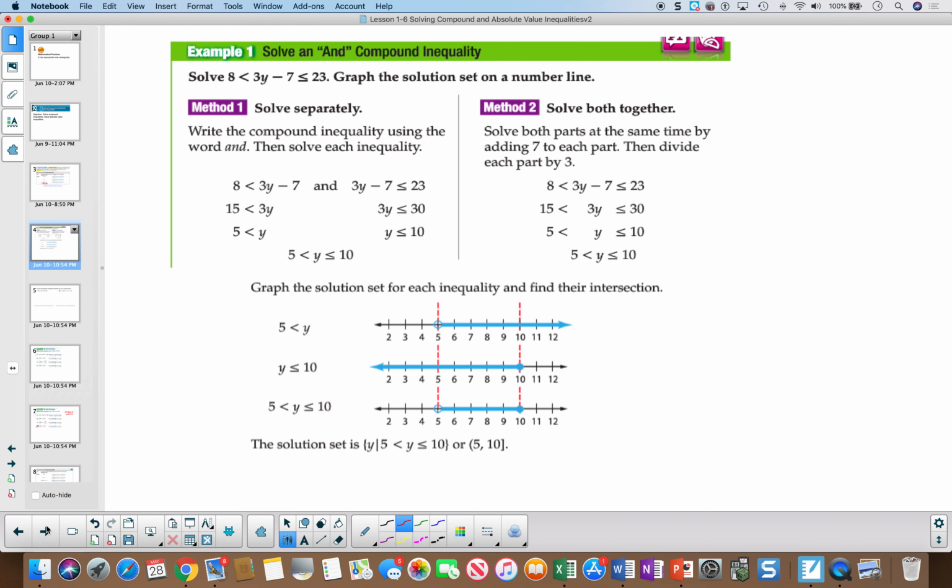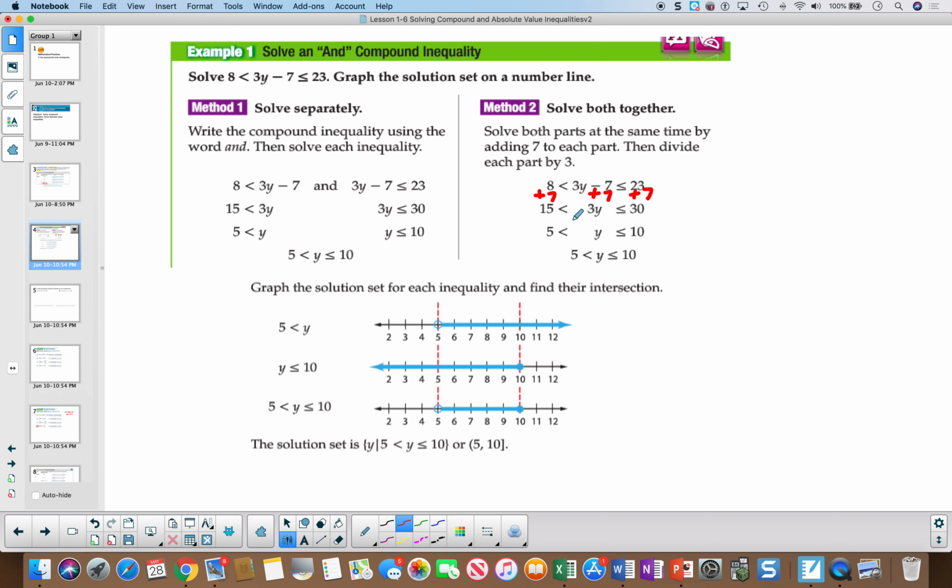Now let's take a look at some examples. So we have this example. This is an and, where this expression is between 8 and 23. Method 1, you can solve them separately. You can just split it apart, solve both of them, and then pull them together. Most of us solve them both together. We treat this as like two sides, and we're going to add 7 to both sides, and most of us don't even show the adding 7. We just do this in our head. 15 is less than 3y, less than or equal to 30.